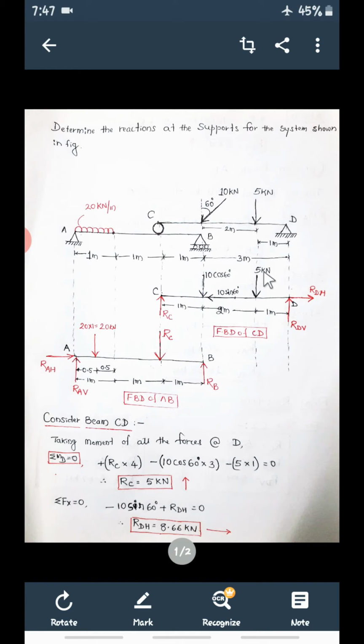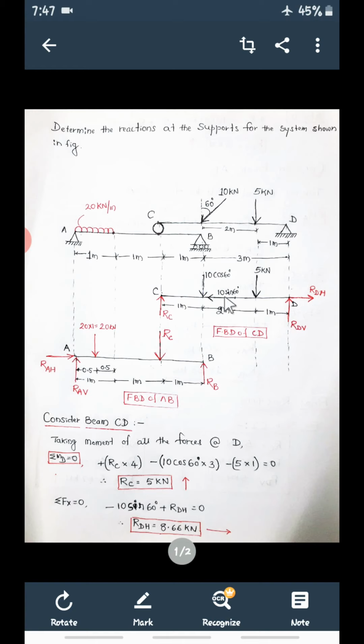What is the moment of the 5 kilonewton force about D? It is 5 into the perpendicular distance, which is 1. With reference to D, this will produce an anti-clockwise moment, so it is minus 5 into 1. These two will be 0. The moment of this is 0.